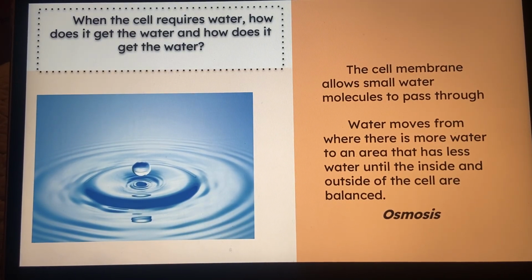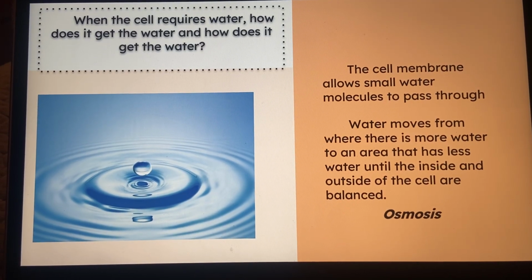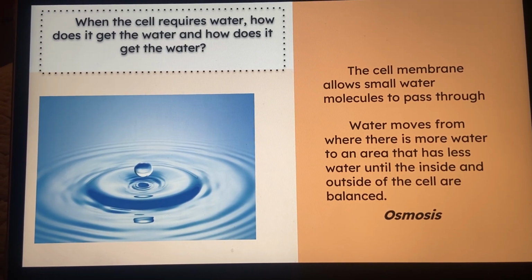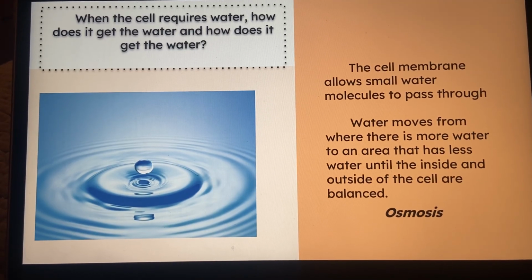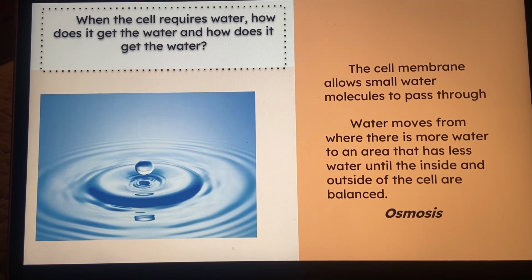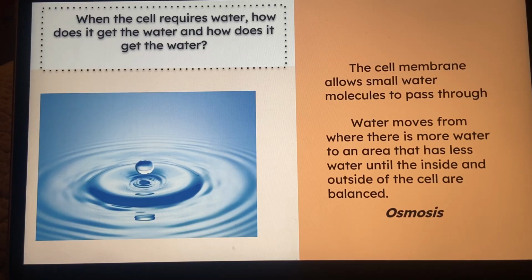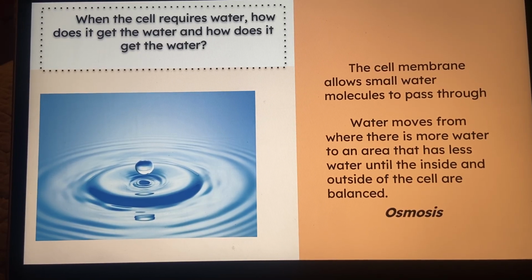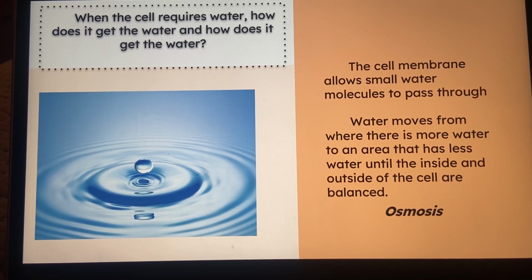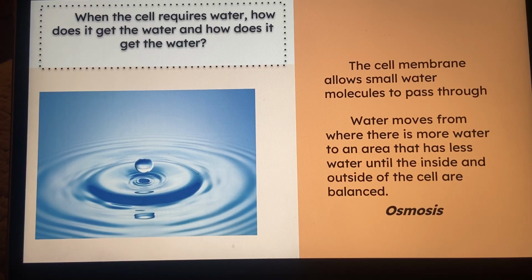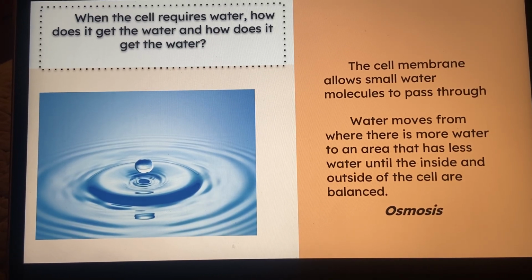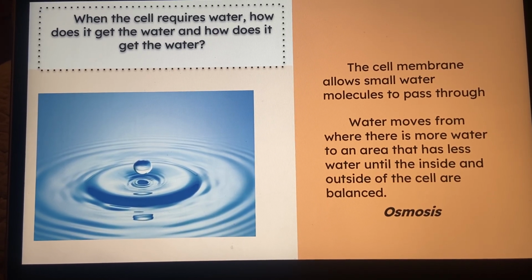When the cell requires water, how does it get the water, and how does it get to the water? The cell membrane allows small water molecules to pass through. Water moves from where there is more water to an area that has less water until the inside and the outside of the cell are balanced. This is called osmosis.